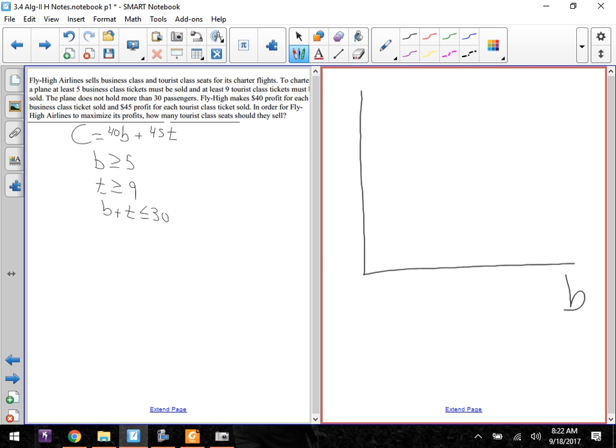Business, tourists. If business has to be greater than or equal to 5, here's 5, and it's got to go this way. Tourist has to be greater than or equal to 9.